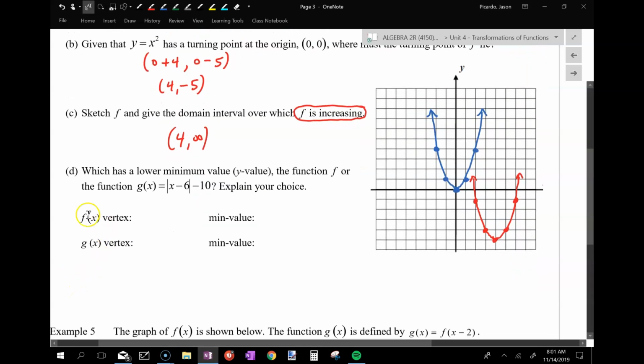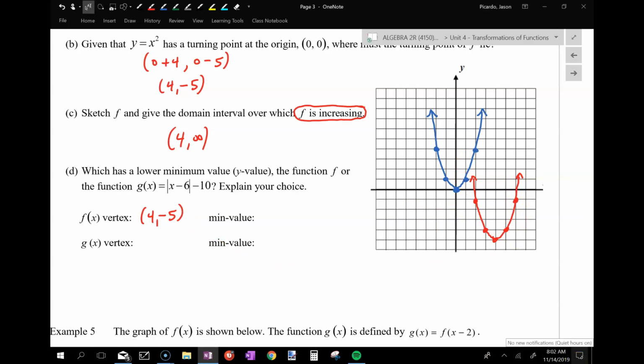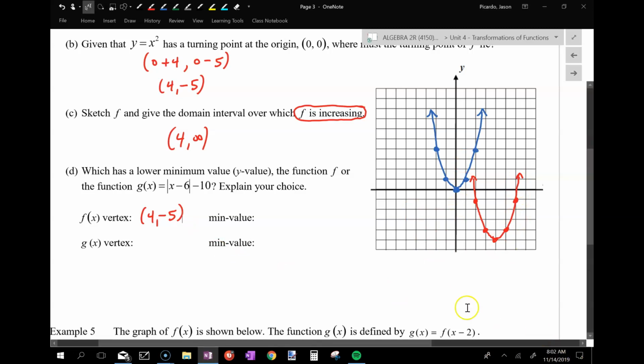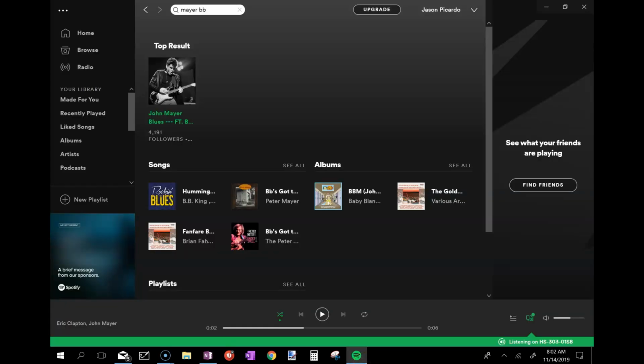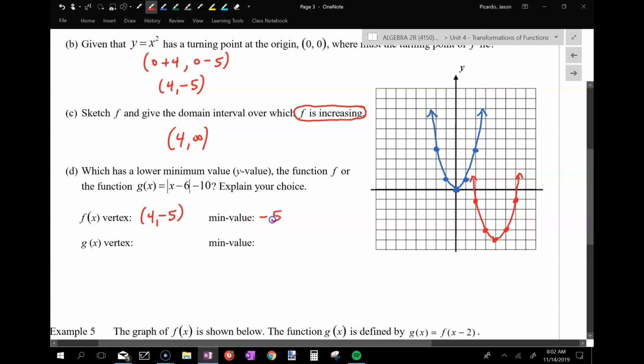So we said that on f of x, the vertex was this. What's the minimum value, guys? What's the minimum value of my red graph? What point? What's the minimum value though? Is it the 4 or is it the -5? The -5, right? Okay. So I got that.